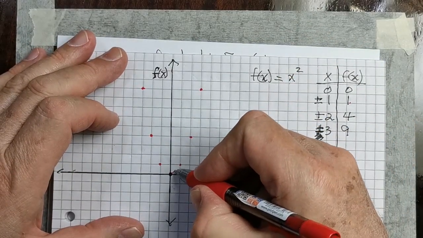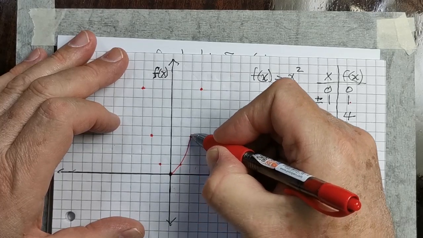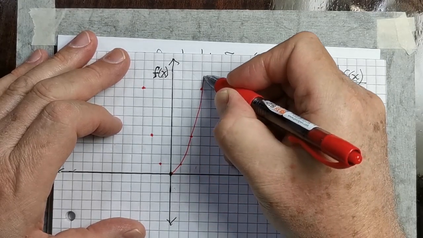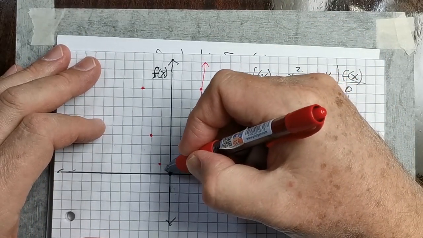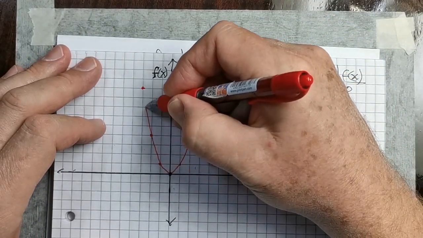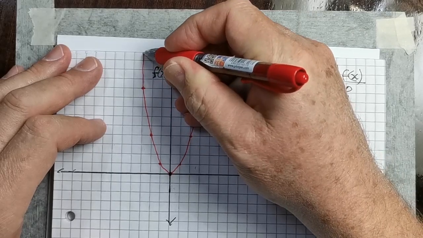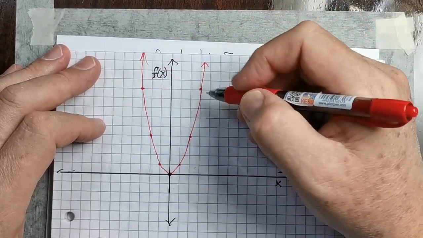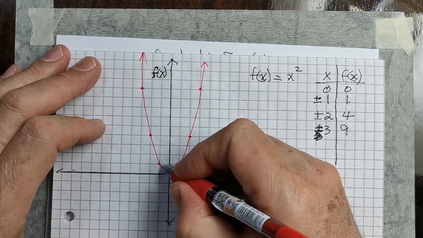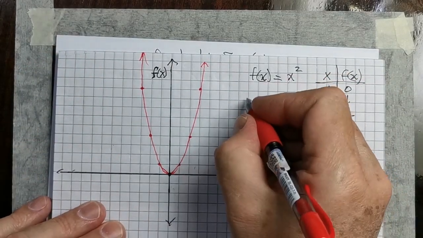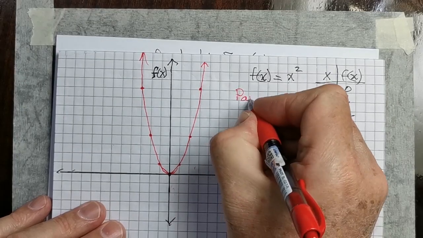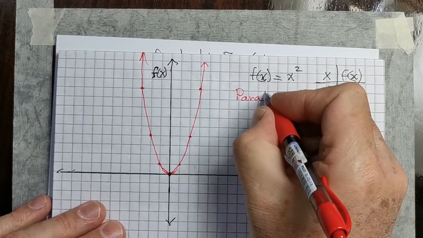Notice this graph. The shape of this graph. Okay, it's a little tough to draw these things, but I'll do the best I can freehand. Okay, it looks like this. This equation has a special shape. The shape is called a parabola.